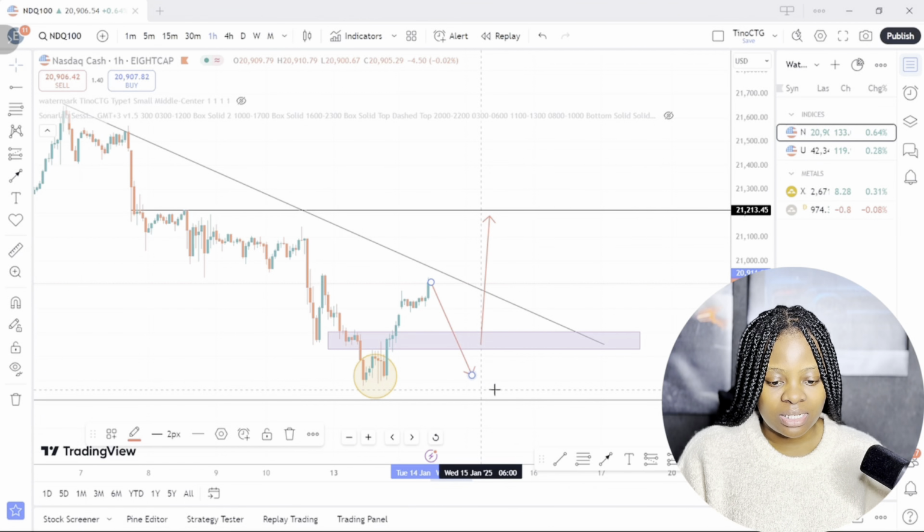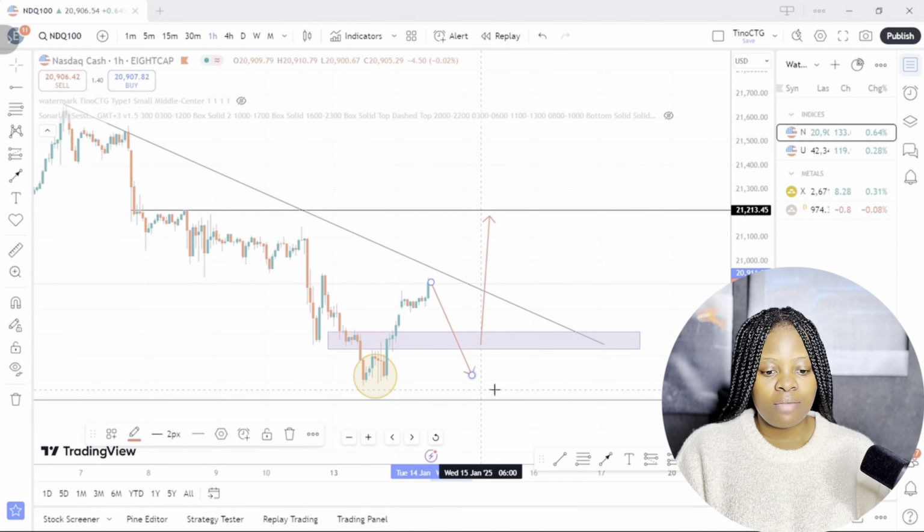So let's just see as the day goes by how the market will eventually turn out. But that is where I will be looking to buy NASDAQ. So with that, I will see you guys during the New York session, so I can get a little something good for the inner circle also.